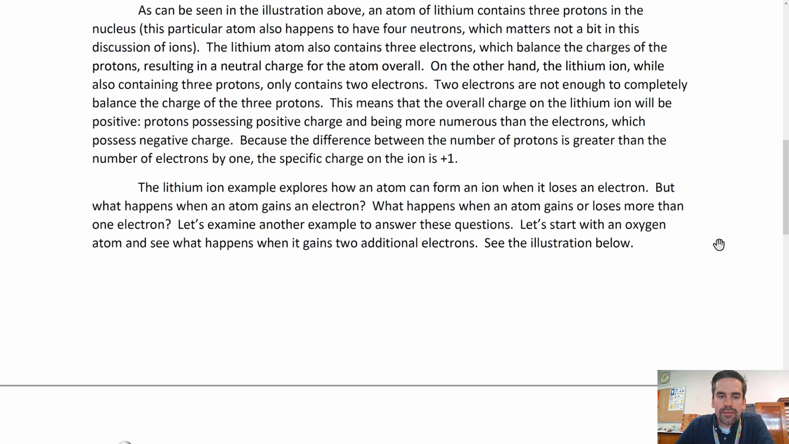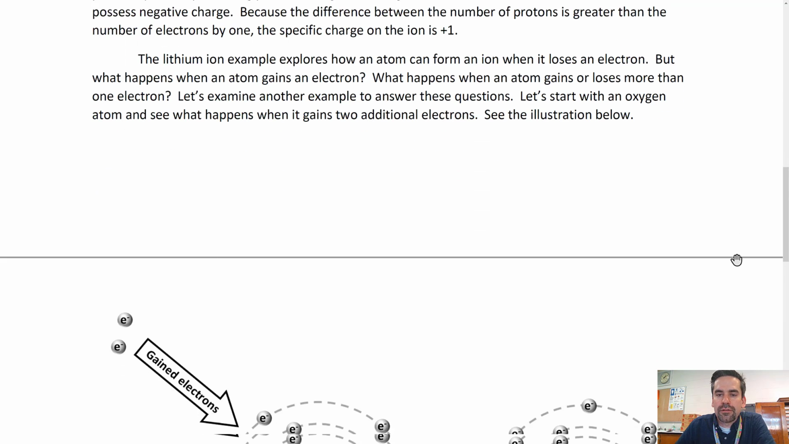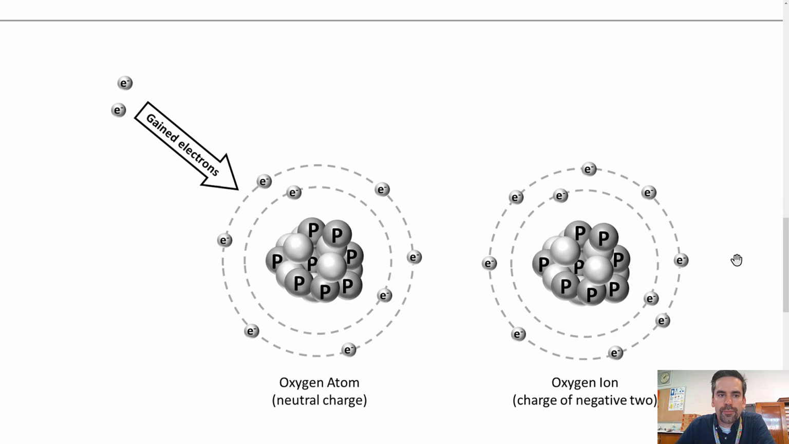The lithium ion example explores how an atom can form an ion when it loses an electron. But what happens when an atom gains an electron? What happens when an atom gains or loses more than 1 electron? Let's examine another example to answer these questions. Let's start with an oxygen atom and see what happens when it gains 2 electrons. See the illustration below.